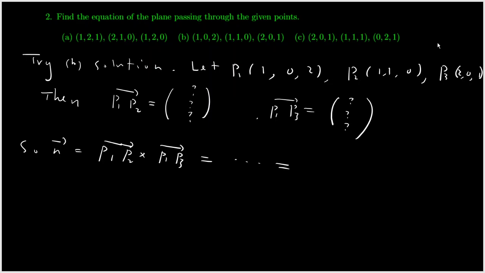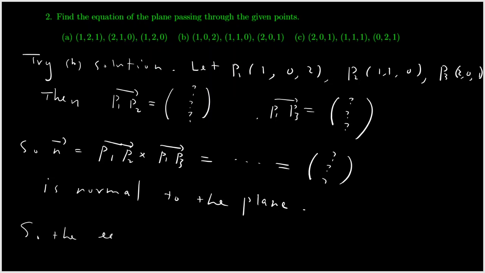So please try to get me the cross product. The cross product of two vectors is a vector, right? It has three components. After getting a normal vector, then you are ready to get the equation of the plane. I will give you a few minutes to work out this one yourself.